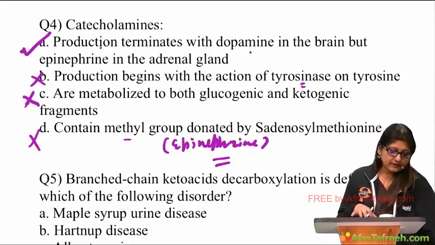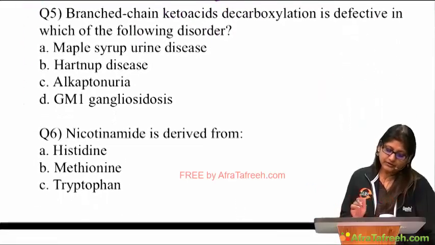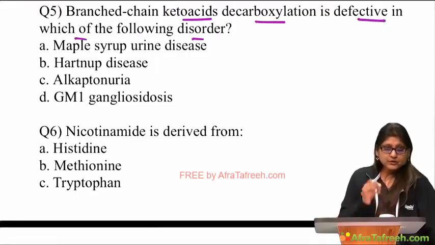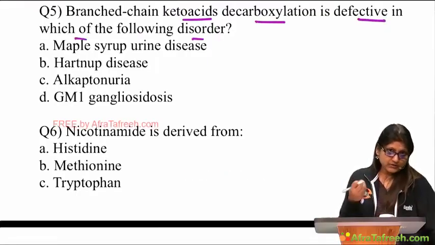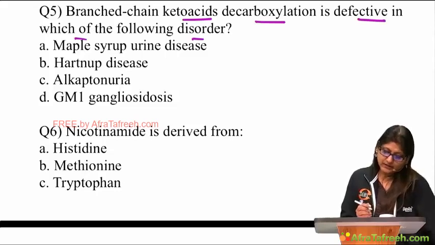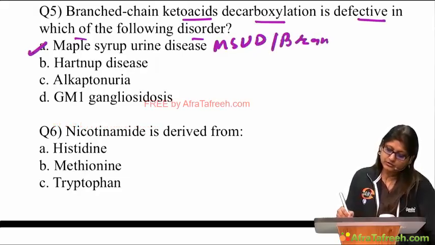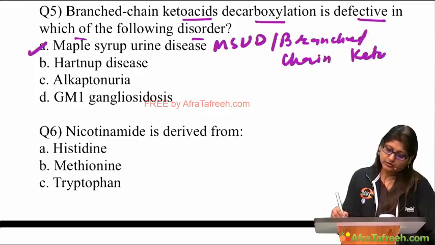Okay, right, very good. Now coming to next question. Next question is 5th number question. Branch chain keto acid decarboxylation is defective in which of the following disorders? So you have branch chain alpha keto acid decarboxylase enzyme deficiency in maple syrup urine disease, right? Which is otherwise called branched chain ketonuria.